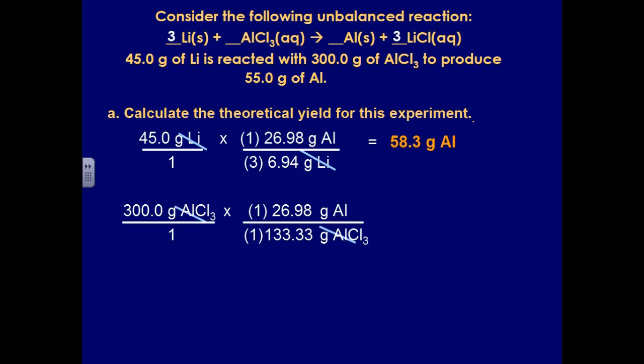So when I multiply and divide, the 26.98 has the fewest sig figs this time, along with the 300.0 grams. So I want 4 in my answer. I should have given you 4. Sorry about that.